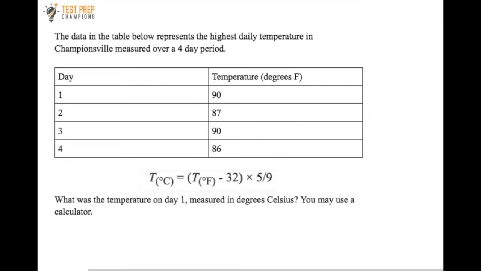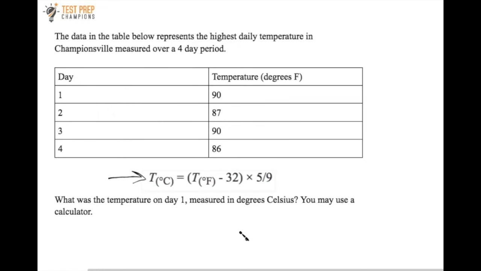All right, the next question says, the data in the table below represents the highest daily temperature in Championsville measured over a 4-day period. Championsville is a place I made up for the example here. We see days 1, 2, 3, and 4, and the temperature on each day in degrees Fahrenheit, and I've given you this formula to use. You will be provided this on your science test; you won't have to memorize it. The question says, what was the temperature on day 1 measured in degrees Celsius? You may use a calculator.